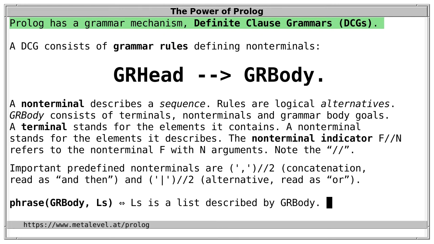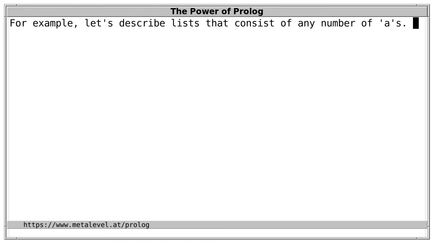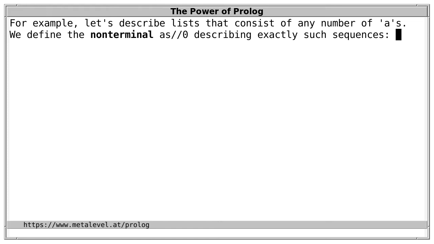So these are the most important points about DCGs. And we conclude with a few examples. For instance, let's describe lists that consist of any number of A's, okay? And we do this by defining a DCG non-terminal, let's call it A's, that describes exactly such sequences. So we say the non-terminal A's describes, and now we consider possible cases, for example, the empty sequence. Or, as an alternative, a sequence consisting only of the character A. Or a sequence of 2 A's.